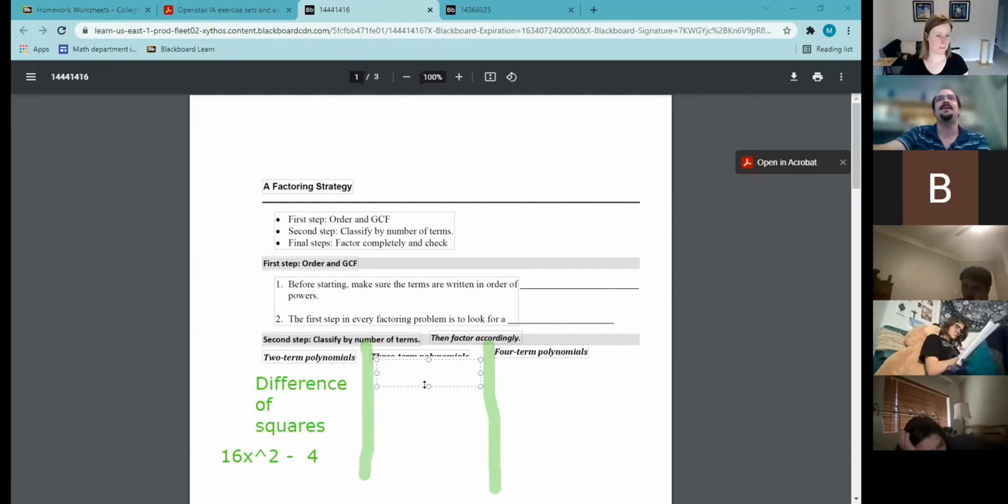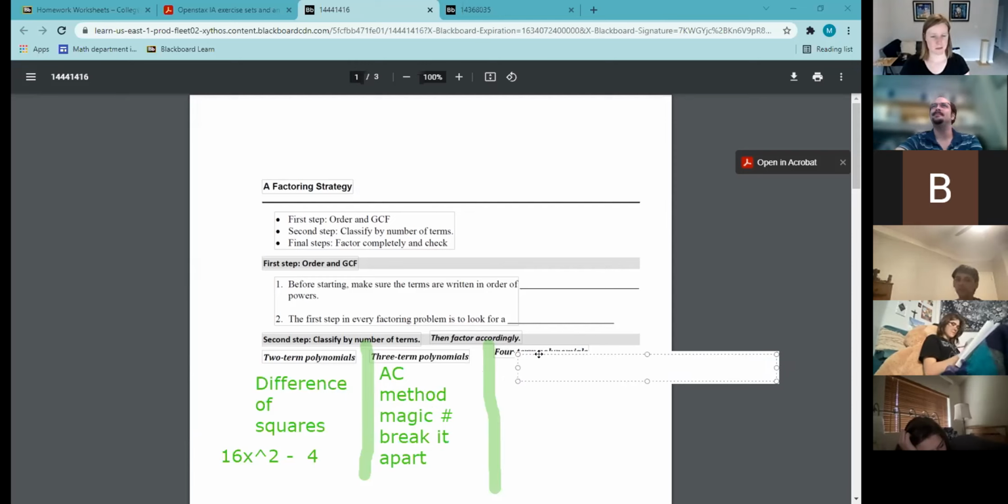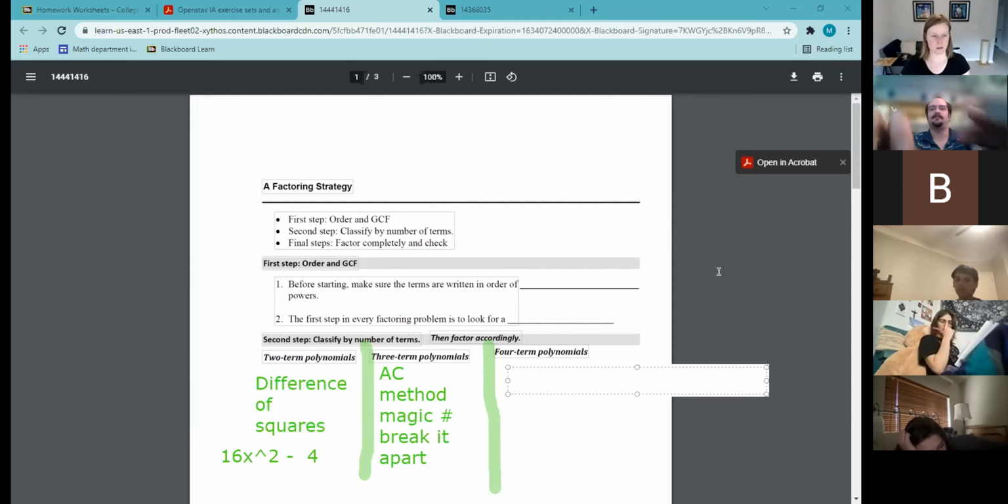What's the process to factor 3 terms? 3 terms is the AC method. AC method and then grouping that. You find the magic number, right? Magic number. Break it apart. And then we end up with 4 terms. We do the AC method to get it to 4 terms. And then the question is, how do we factor 4 terms? It's the same thing. You can do the AC method.